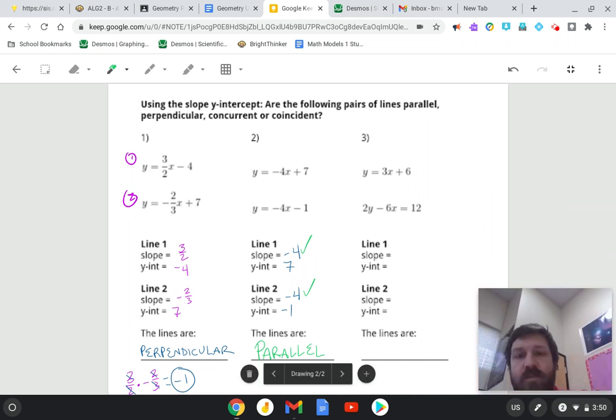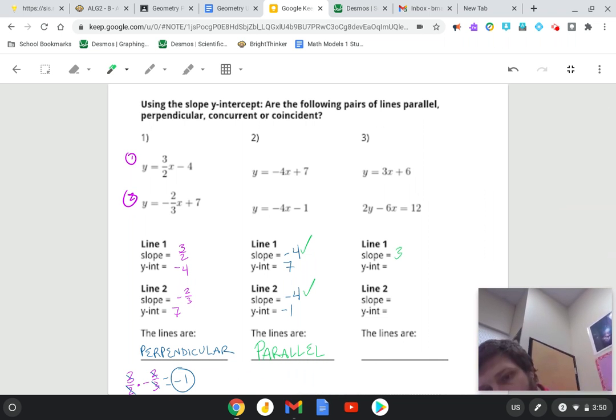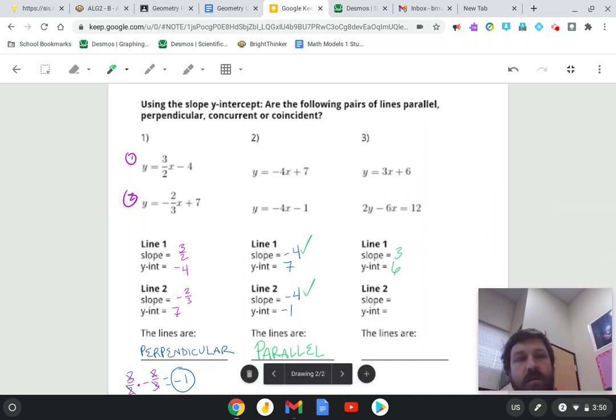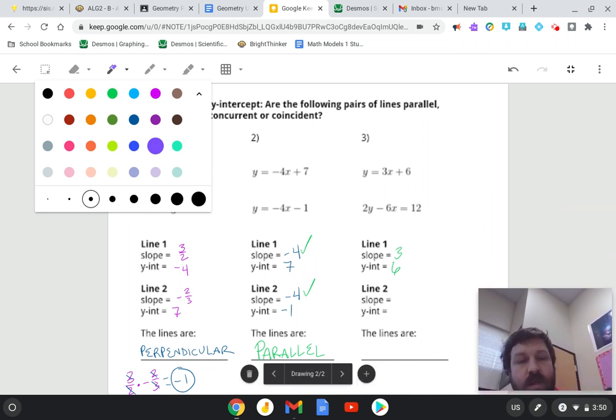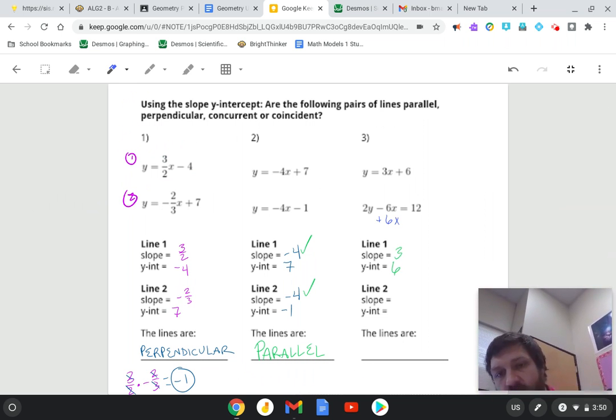All right, now my last problem. One of my lines is already done. So I can see I have a slope of 3 and a y-intercept of 6. But the second line is not ready to be looked at. So I have to first put it in y equals mx plus b form. To do that, I move the x. We went over this in the lesson video. And I get 2y equals 6x plus 12.